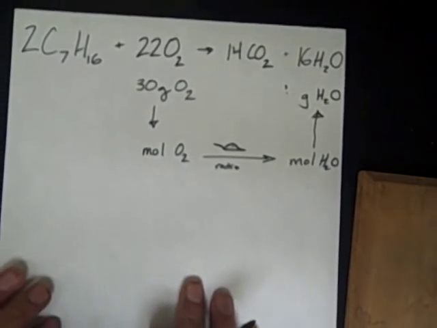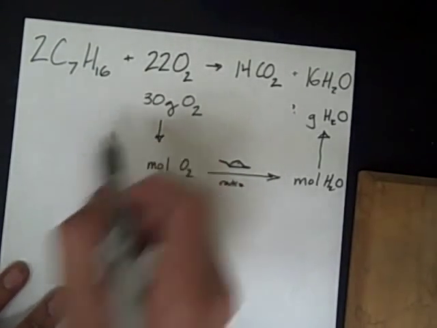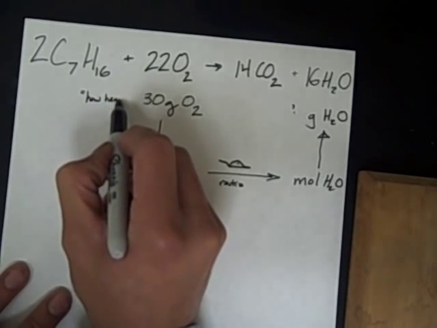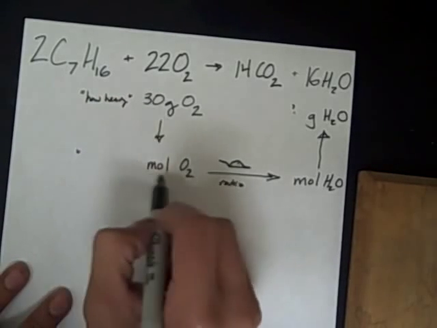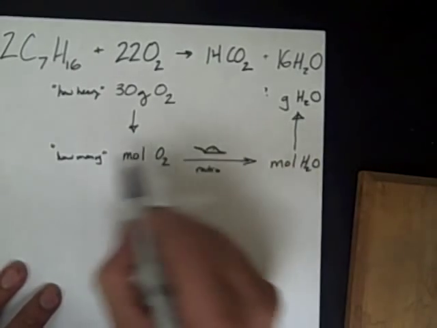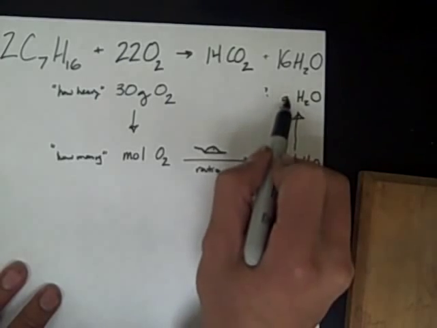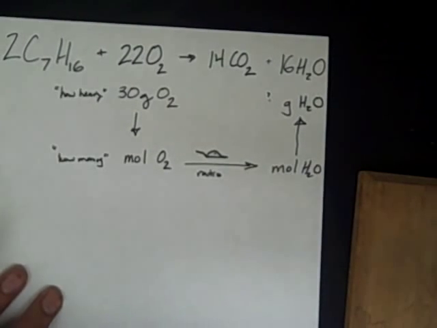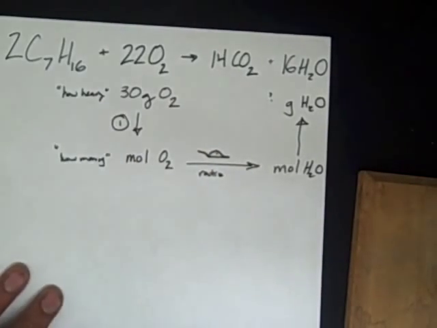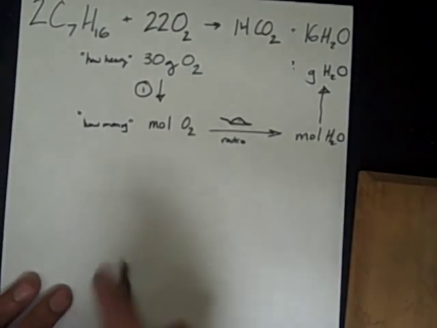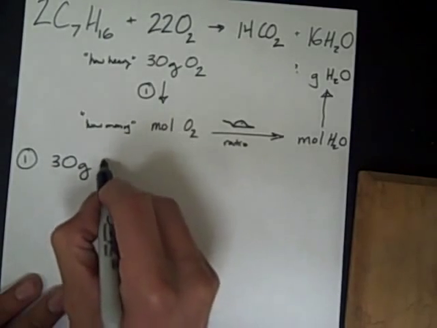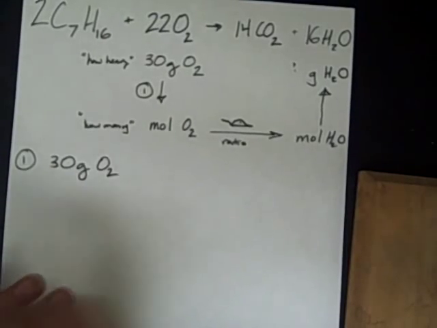Now, I'm going to label these with a couple of different things. You can think of this as how heavy, this here is how many, figuring out how many from that, and then figuring out how heavy the product is. I'm going to label it also with a 1. I'm going to do step 1 right here. So step 1 is using the given 30 grams.